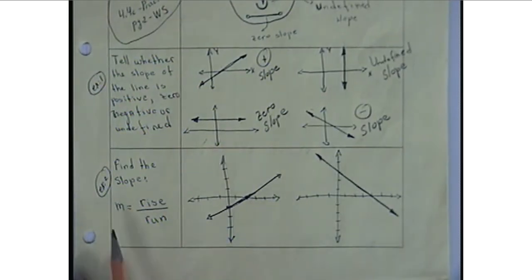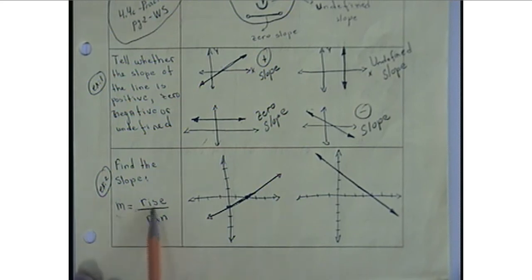Next example, we're going to write down how to find the slope. Please make sure you write down find the slope, and this is the general slope formula. The general slope formula says the slope is equal to rise over run. Rise over run is how many blocks we rise and how many blocks we run to the left or right.